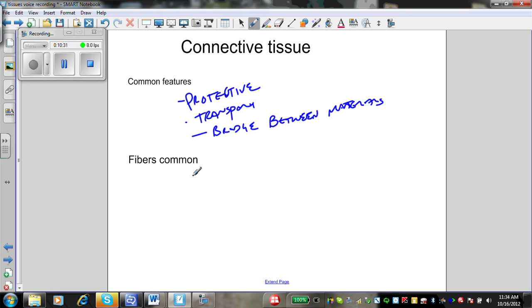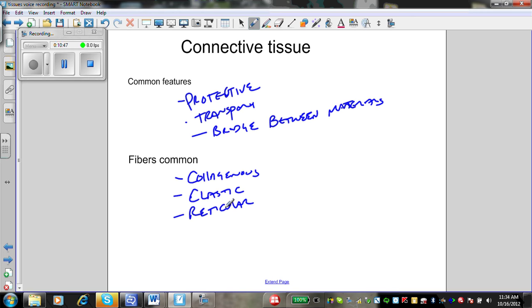Common fibers, we have collagenous. Collagenous fibers are going to be fibers that are really strong. You have elastic fibers, which, kind of like it sounds, is going to be very stretchy. And then you have reticular fibers.